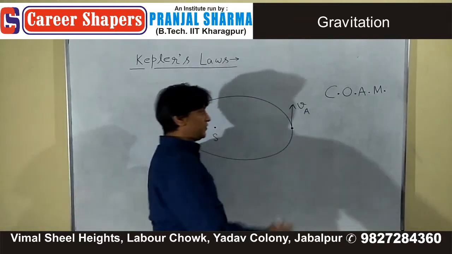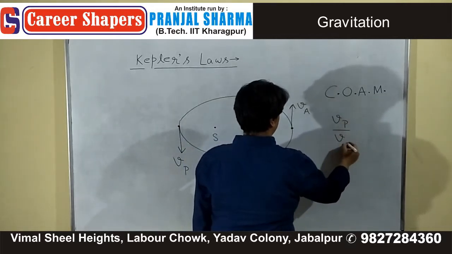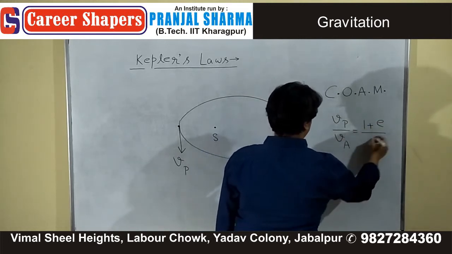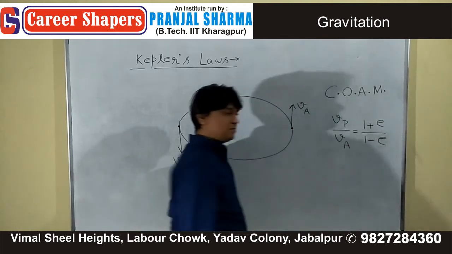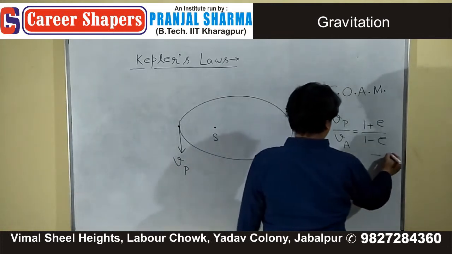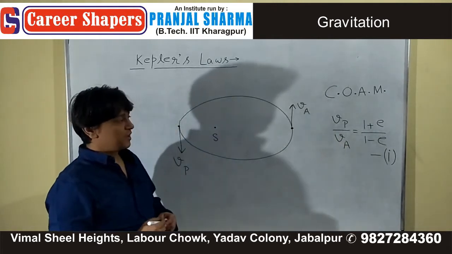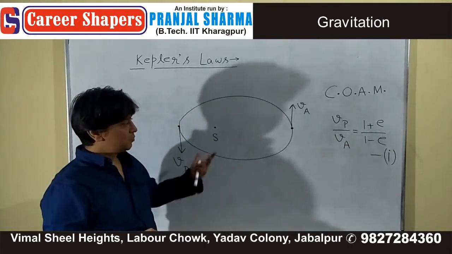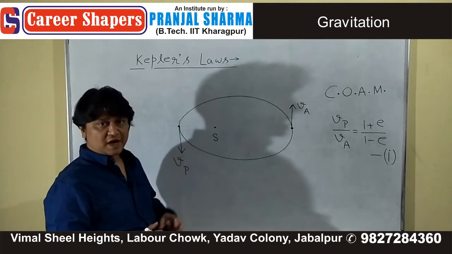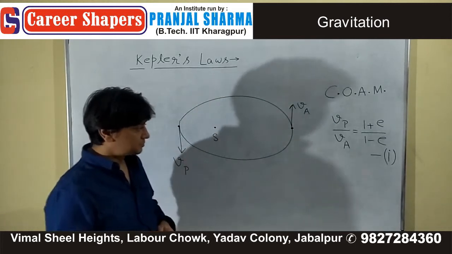And that conservation of angular momentum says that Vp upon Va is (1 plus e) divided by (1 minus e). This is the first equation, which is coming from COAM. If you can write the second equation, then the question is done. Again, pause the video, think about the second equation, how you arrive at that, and then solve these two equations.